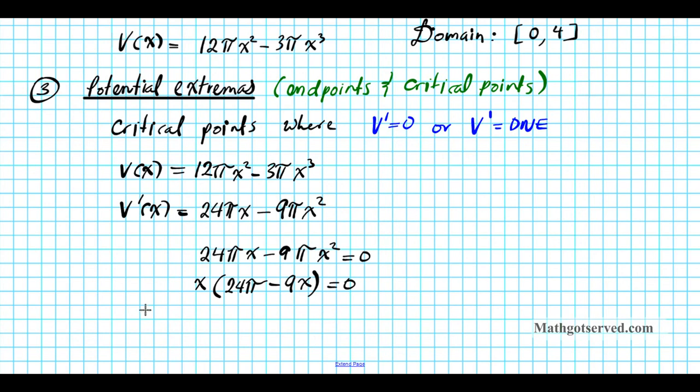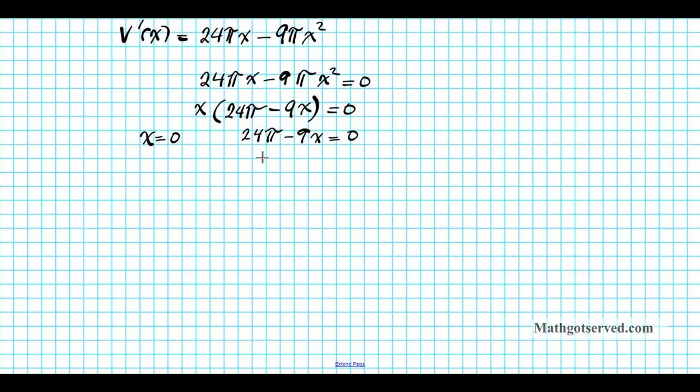Now we're going to use the zero product property: set x equal to 0, or the other one, 24 pi minus 9 pi x equals 0. Oh snap, I dropped the pi off in the process, sorry about that, let me put that back in. So when you solve, you subtract, you have negative 24 pi over negative 9 pi, which reduces, dividing both by 3, to 8 over 3. So that's your x value. You notice that one of our solutions coincides with the lower bound of our domain, right?